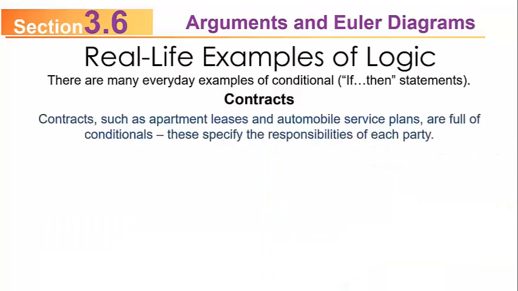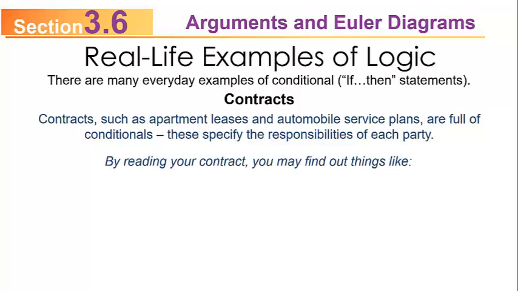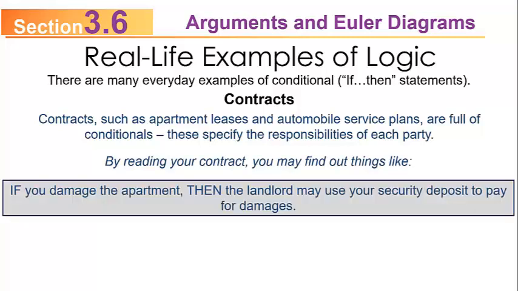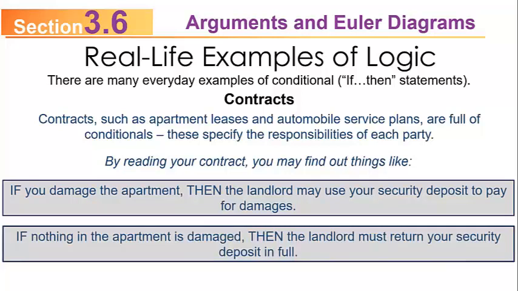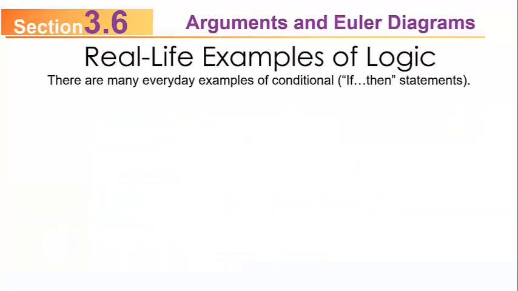Other contracts such as apartment leases and automobile service plans, again, full of conditionals. They specify the responsibilities of each party. By reading your contract, you may find out things like, if you damage the apartment, then the landlord may use your security deposit to pay for damages. If nothing in the apartment is damaged, then the landlord must return your security deposit in full. Again, a series of if-then statements inside of a typical contract.